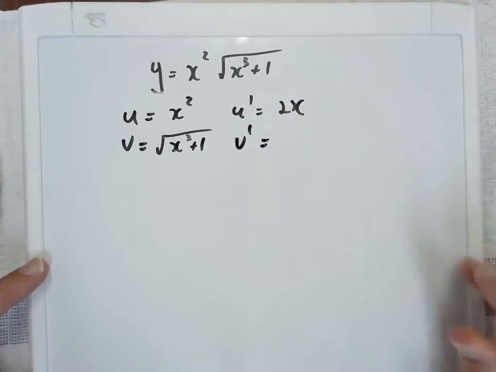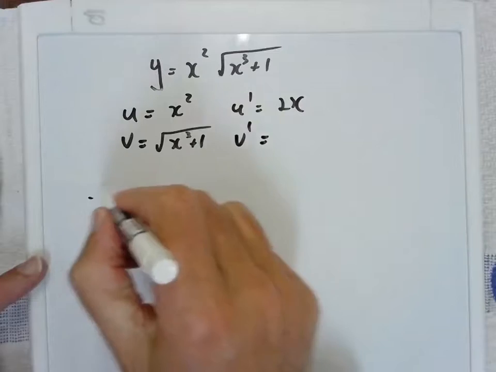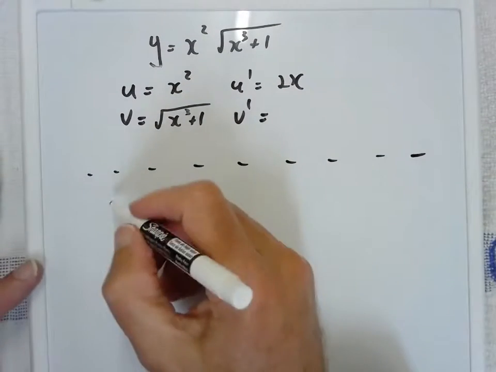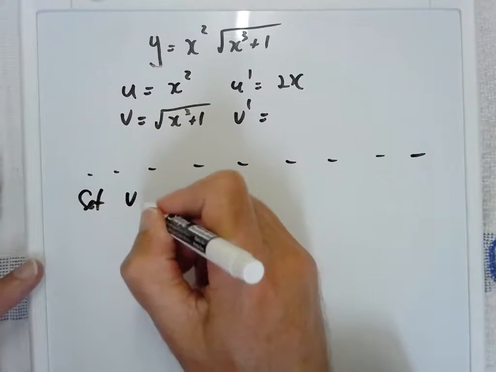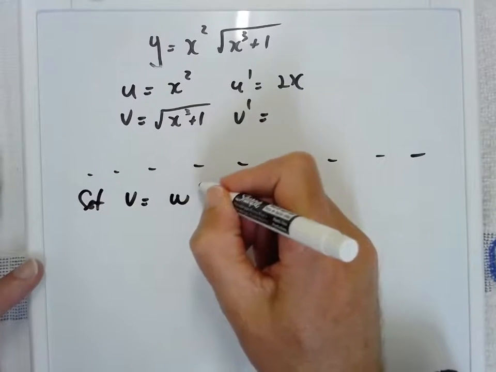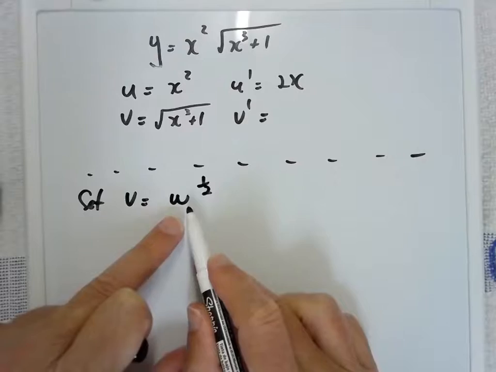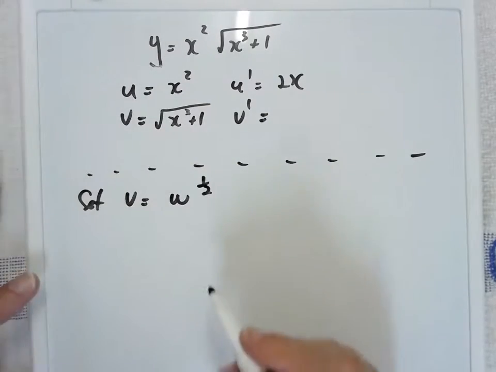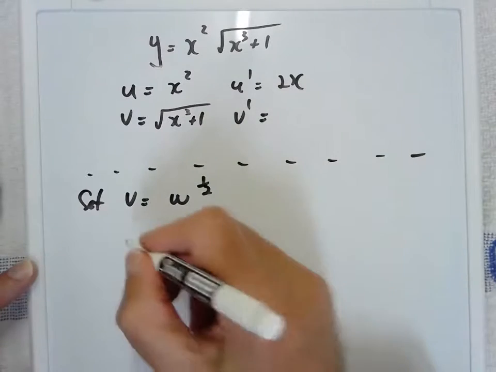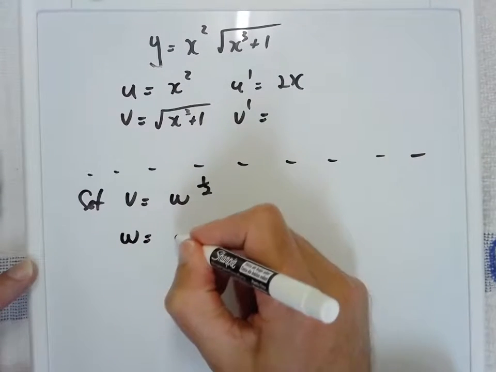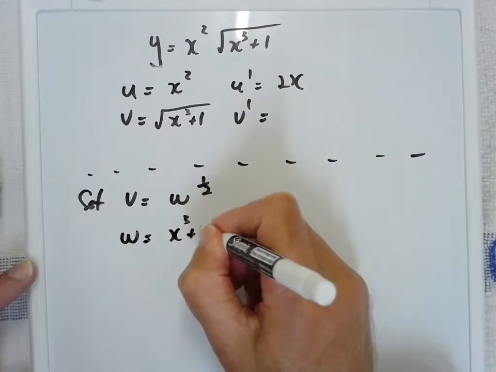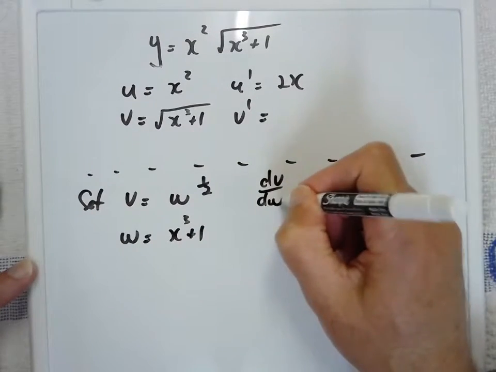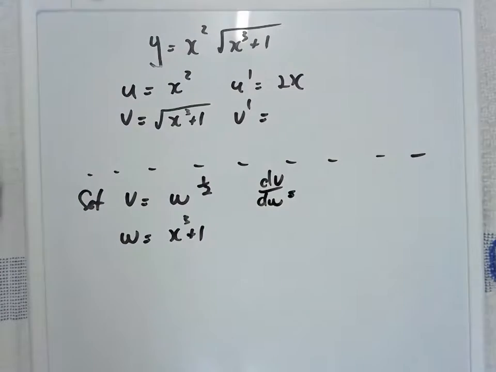Let's not go straight to our answer here. This is where we're going to be thinking, that's a chain rule, so let's set v equal to w to the half. Again, I'm not usually a chain rule, I set that equal to u, but I've already used a u, so let's go w. And w equals x cubed plus 1. dv dw. Now I'm going to go the long way.